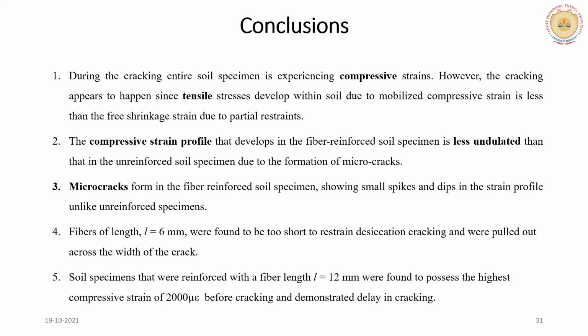The fibers of length 6 mm, that is very fine fibers, were found to be too short to restrain cracking. They got pulled out at the width of the crack, as I showed you in the previous photographs. And also, the soil specimens that were reinforced with 12 mm were found to possess the highest compressive strain. And that is how we can tell how the crack can be delayed from this whole exercise. So this was a unique experimental test setup, and this was just a beginning. And this work was taken forward by our research group.